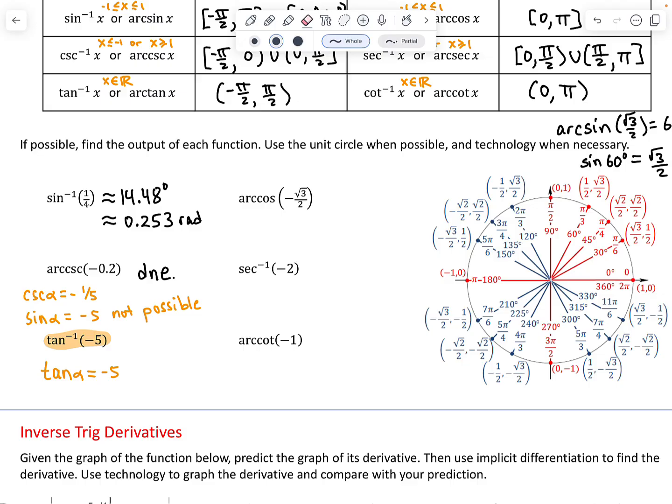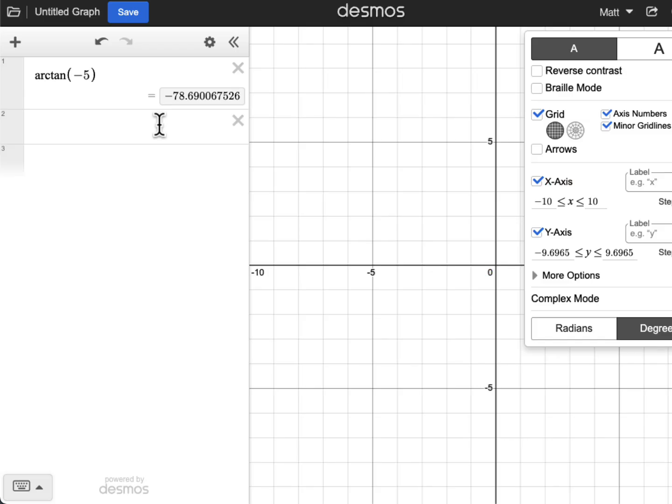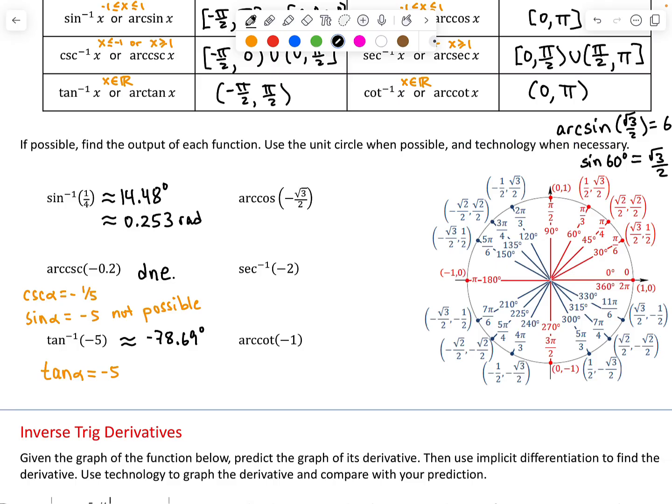So this is another case where I have to use technology to find an answer. And in degree mode, we get approximately -78.69 degrees. That is a fourth quadrant angle. Or in radian mode, we get approximately -1.373 radians.